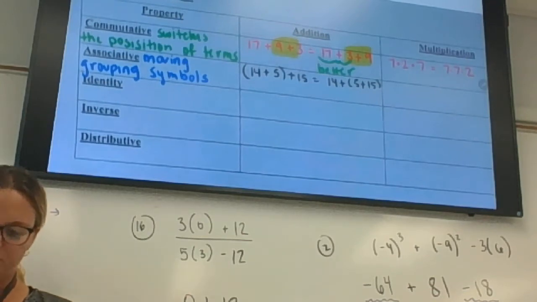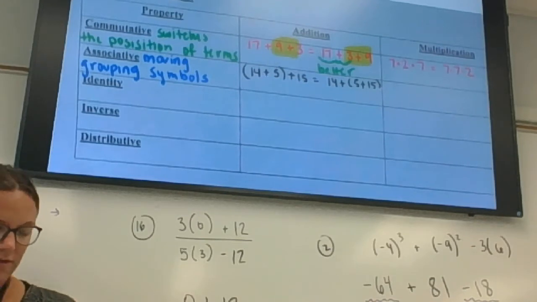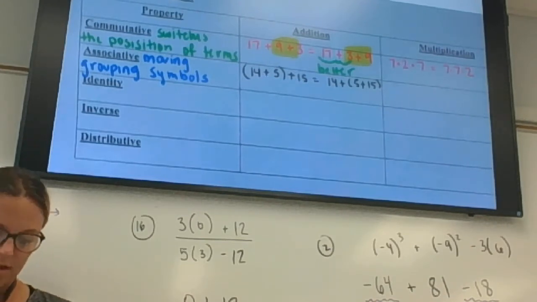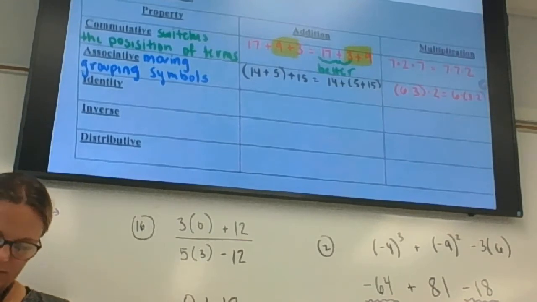Okay, see how the grouping symbols switched? Because 5 would rather be grouped with 15. They go better together. They make a good team. 5 doesn't belong with 14. 14 is a bad example. 5 is going to change its group and associate with 15. Changing grouping symbols.